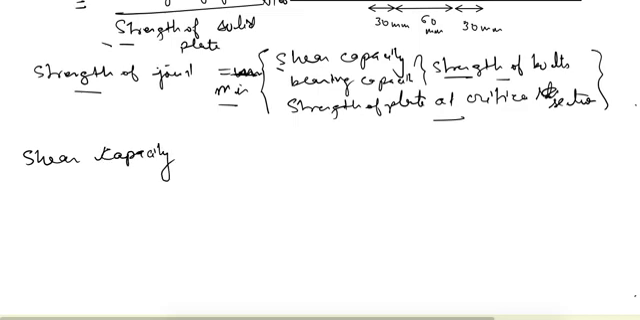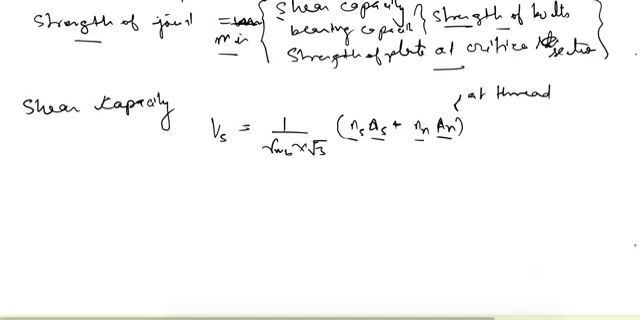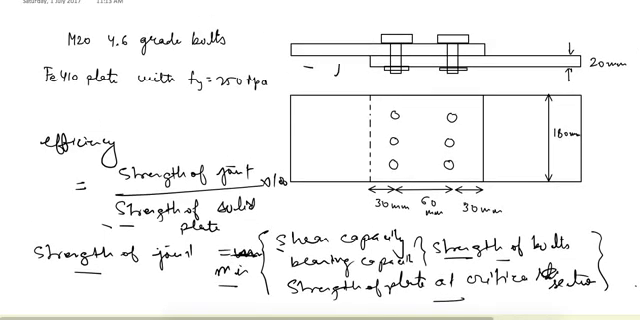The shear capacity formula by code is given as, if Vs is the shear capacity, then it is 1 upon gamma mb into root 3 times (ns into As plus nn into An), where As is the area of shank, An is the net area at root or at thread, ns is the number of shear planes passing through shank, and nn is the number of shear planes passing through thread. So if nothing is given, it is a case of single shear, that is a lap joint.